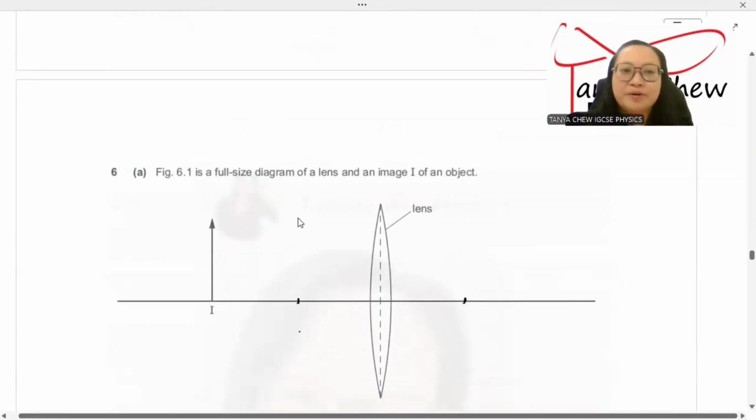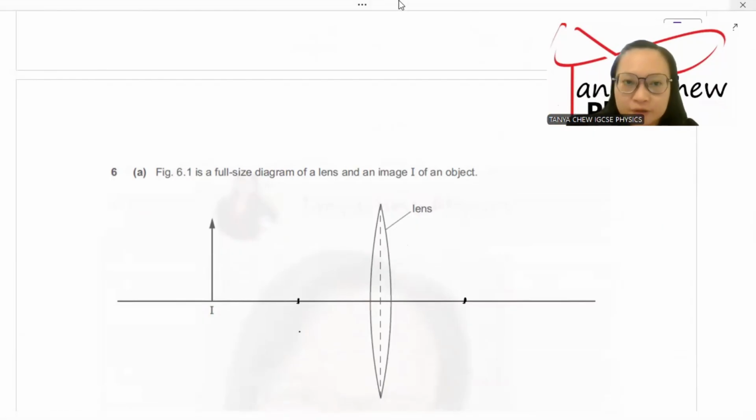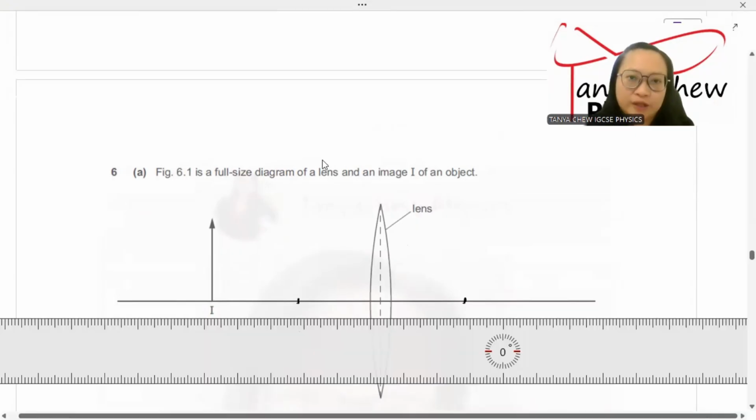Now, number 6, A, fig 6.1 is a full-size diagram of a lens and an image of an object. So my advice is, if you want to print out this paper, make sure that you do some setting on your printer. Print full size. Then only you will get your answer accurately.